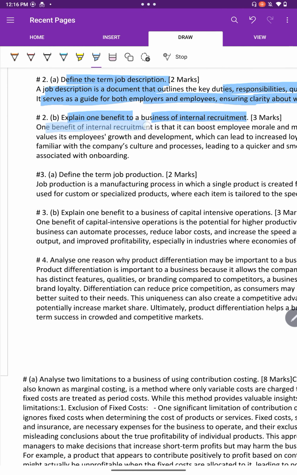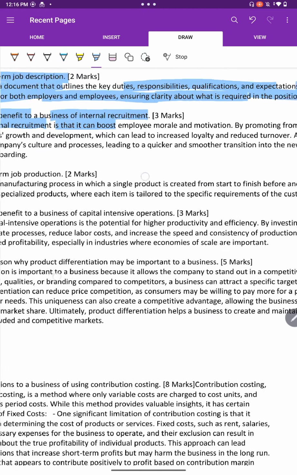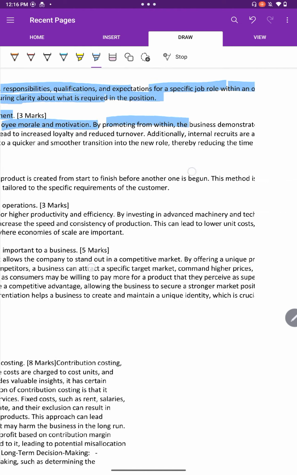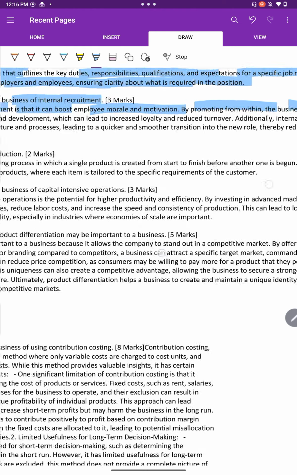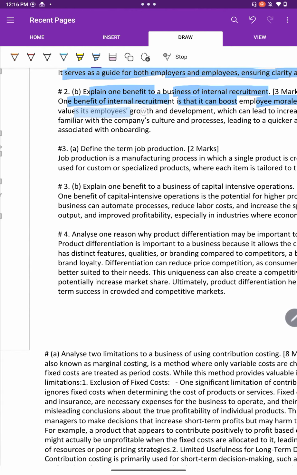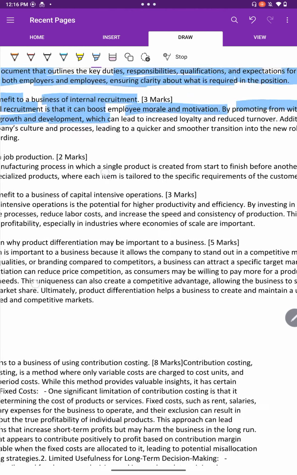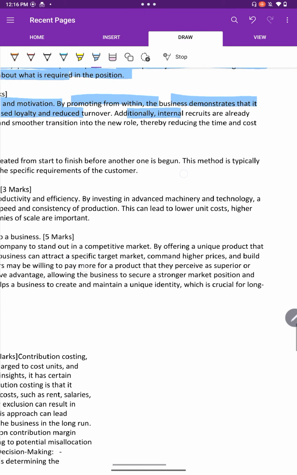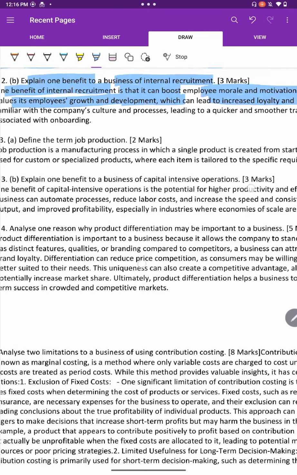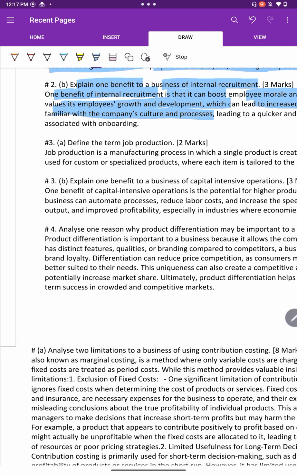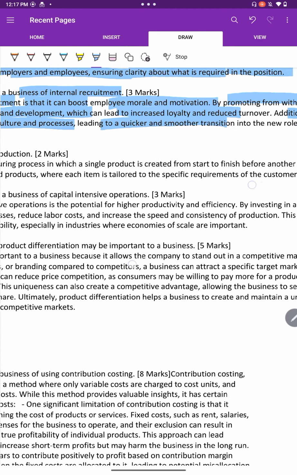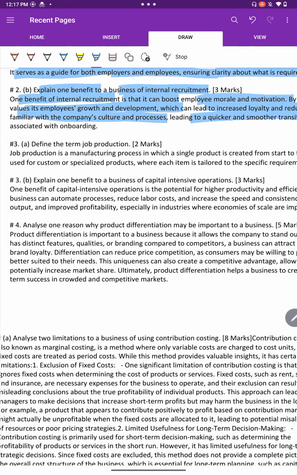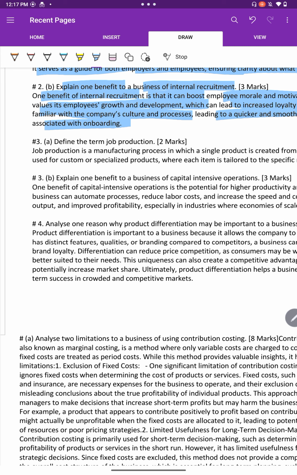One benefit of internal recruitment is that it can boost employee morale and motivation. By promoting from within, the business demonstrates that it values its employees' growth and development, which can lead to increased loyalty and reduced turnover. Additionally, internal recruits are already familiar with the company's culture and processes, leading to a quicker and smoother transition into the new role, thereby reducing the time and cost associated with onboarding.